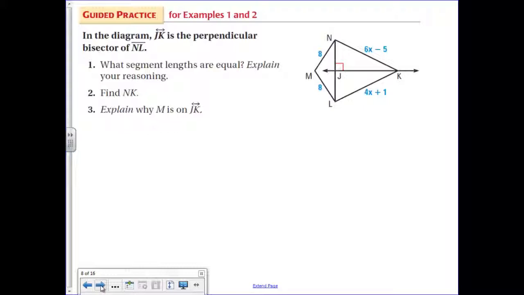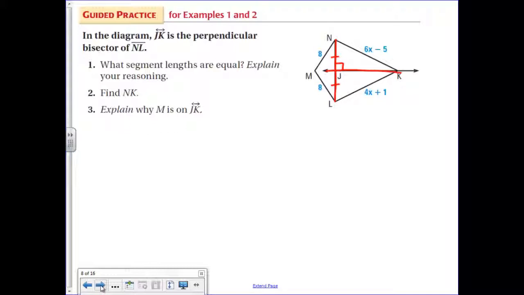In the diagram, JK is the perpendicular bisector of NL. So I come to my picture, I'm like, all right, what does this mean? JK is a perpendicular bisector. Don't forget that the word bisector means that those two parts are equal. If it's a perpendicular bisector, it splits it into two equal parts, and they intersect at 90 degrees.